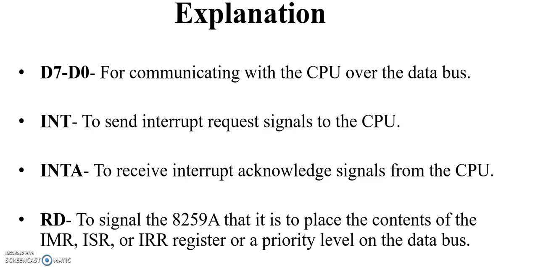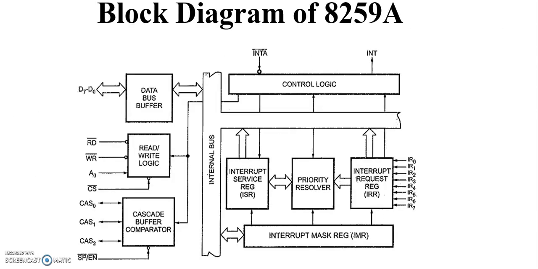Next, the architecture of the 8259A. Here is the data bus buffer, and the read write control logic for every internal circuit, that is for every interfacing circuit. This is compulsory. That means the data bus buffer and read write logic.